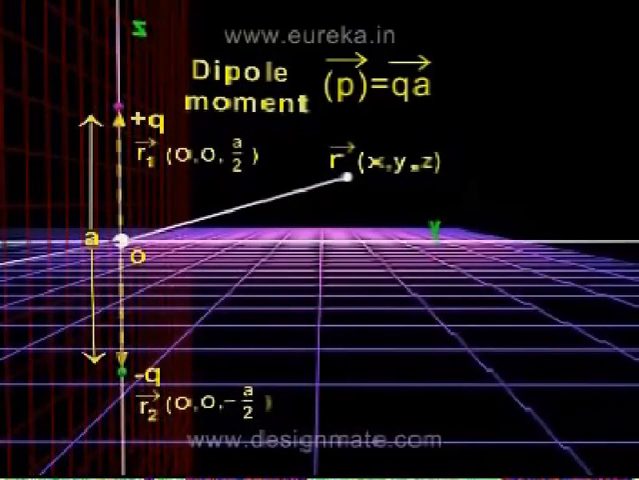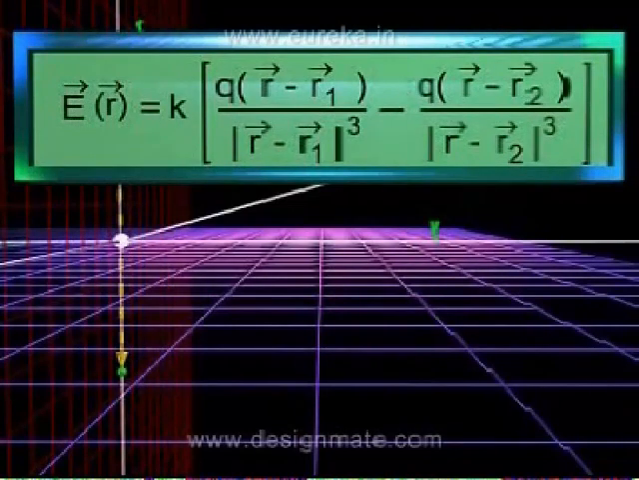According to the definition, the intensity of electric field, or in short, the electric field at point vector r is vector E(vector r) equal to k into q times (vector r minus vector r1) upon modulus of (vector r minus vector r1) cube, minus q times (vector r minus vector r2) upon modulus of (vector r minus vector r2) cube.